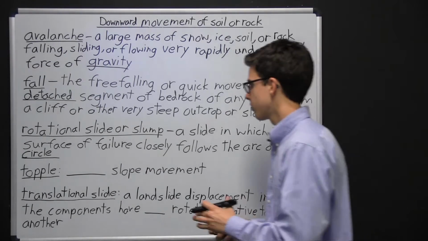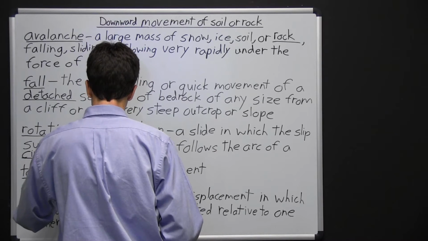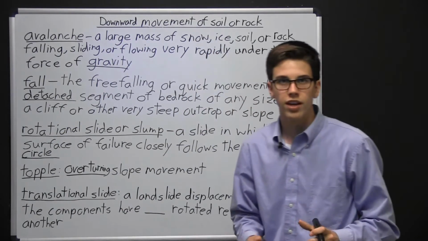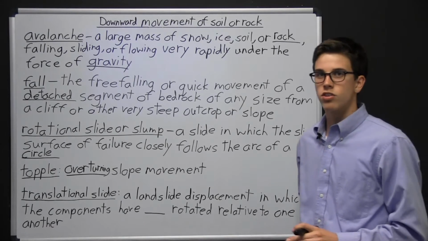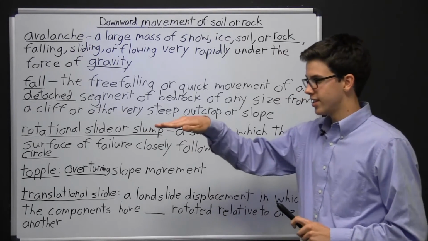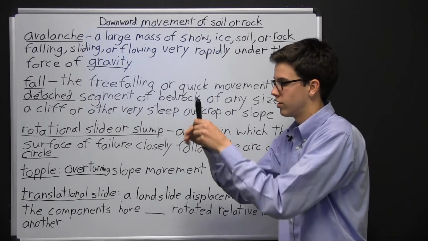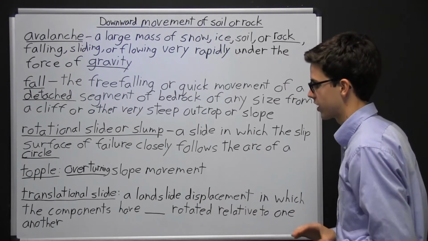Then there's a topple, which is an overturning slope movement. This is with a turning point below the center of gravity of the falling unit. So say here that this is the top of a mountain and there's a rock right here, and then it topples. And so it just falls from right here and goes over like this. That would be an example of a topple.